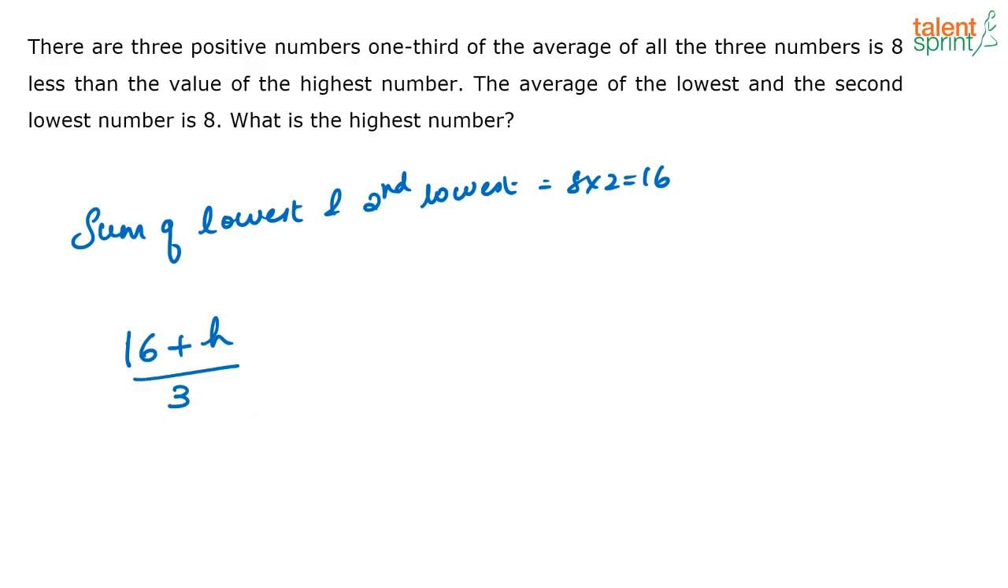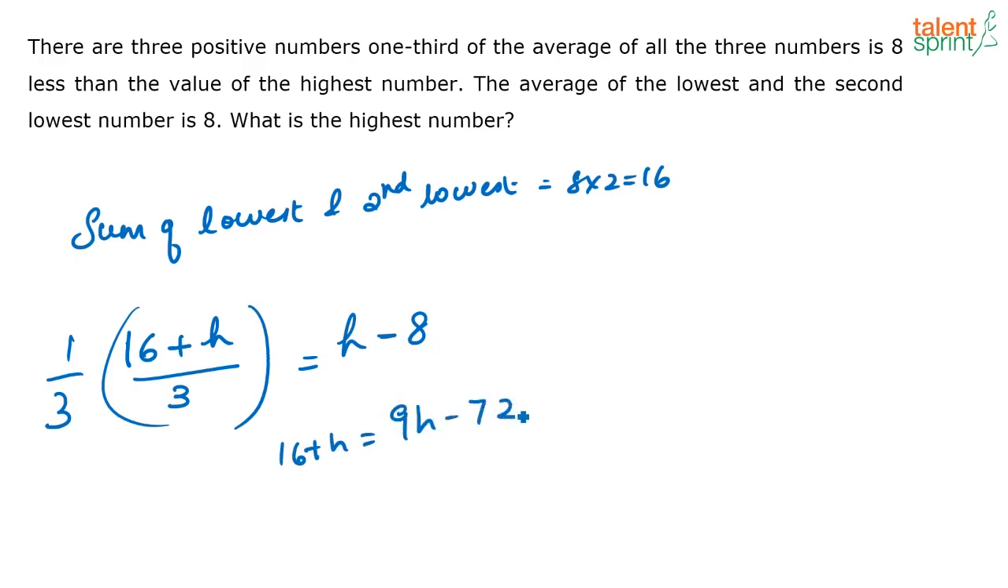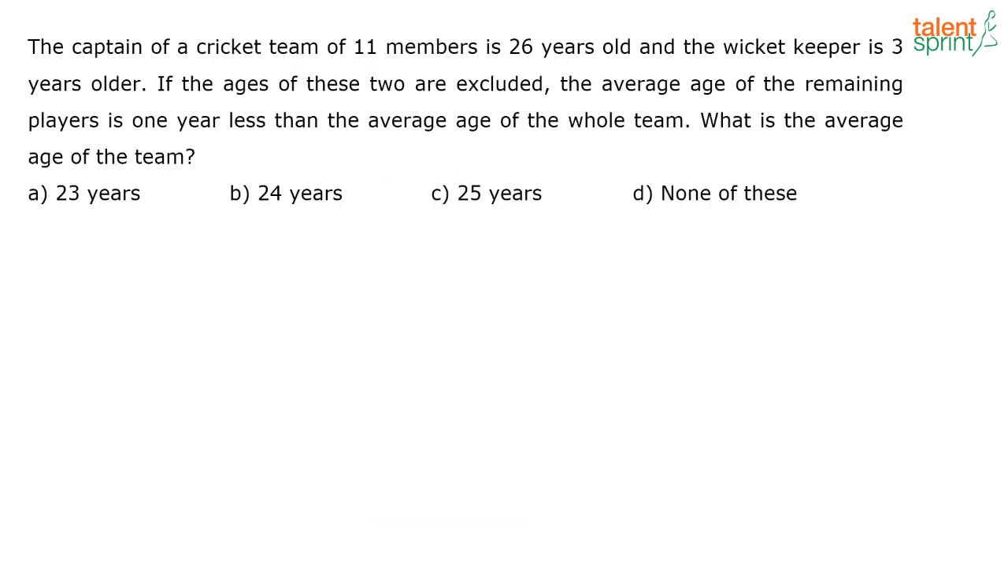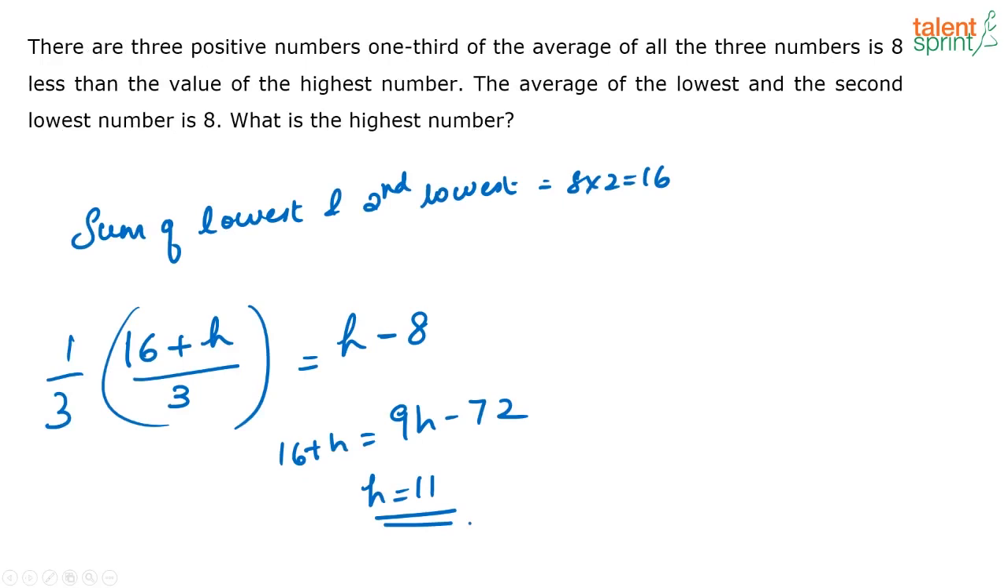Now what is given here? The average, right? There are 3 positive integers. 1/3 of the average of all the 3 numbers, 1/3 of this value, is equal to 8 less than the value of the highest number. Which is the highest number? The highest number is h. So h minus 8, correct? This 1/3 of this average is equal to h minus 8. Equate for this, what do you get? You get 16 plus h is equal to 9h minus 72, or when you solve you get 8h is equal to 88, or h is equal to 11. So which is the highest number that you are looking at? The highest number in this group is 11.